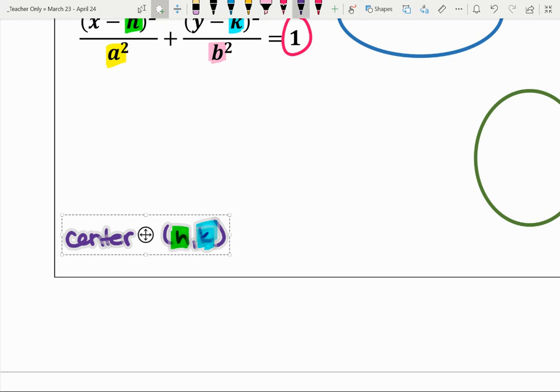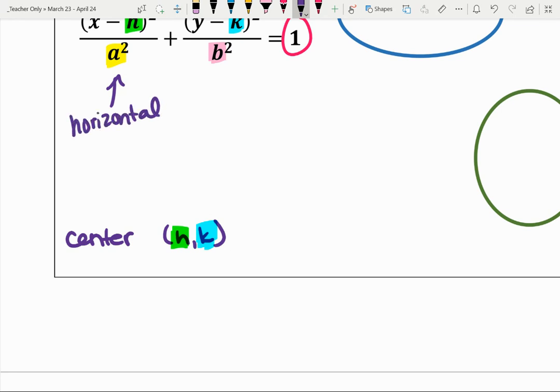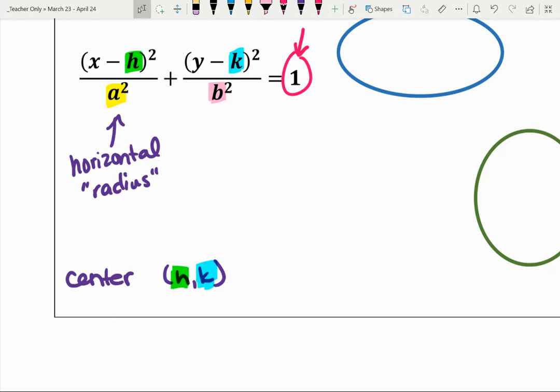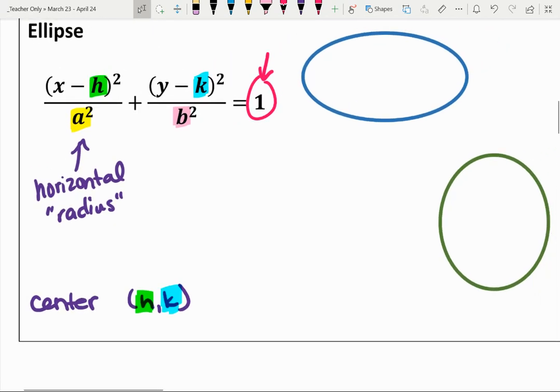Give myself a little bit of space. So what this A tells us is kind of the horizontal "radius", in quotations. That is not the precise name for it, but I think it best fits with what we're familiar with as far as circles go. Whereas the B value is kind of our vertical "radius", again in quotes, because that's not the mathematical term for it.